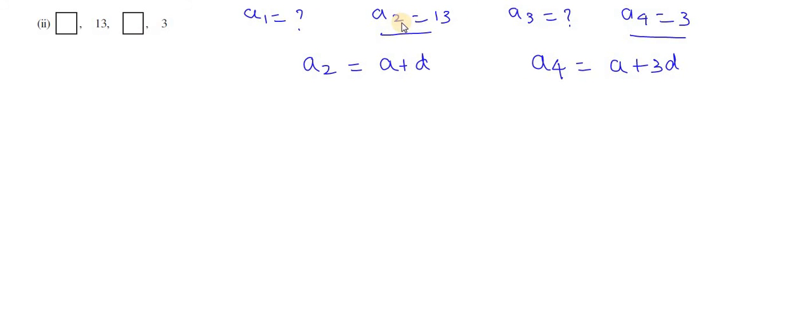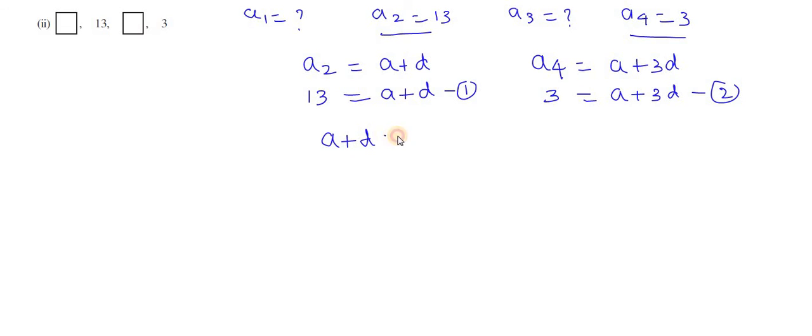Now substitute the values that we know. We know that A2 is equal to 13, which is equal to A plus D. Call this equation 1. And here A4 is equal to 3, which is equal to A plus 3D. Call this equation 2. Now we can simplify equations 1 and 2. How to simplify? So simple. A plus D is equal to 13 and A plus 3D is equal to 3.